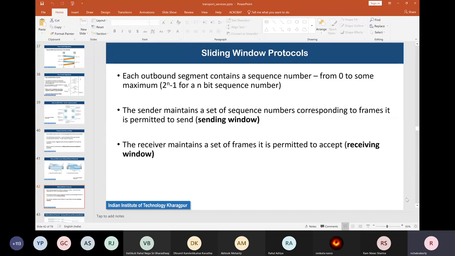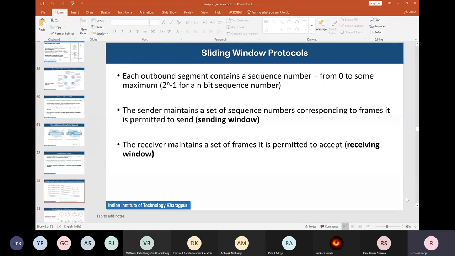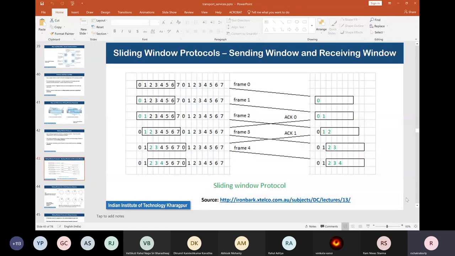So that is the sequence number space, and the sending window and receiving window, their sizes are slightly different. There are connections between sequence number and window sizes, which we will see very soon. There are certain limits which they have to abide by, otherwise the system does not work because of this mechanism of the sequence numbers coming back to 0.